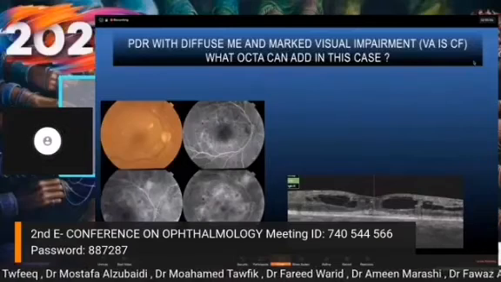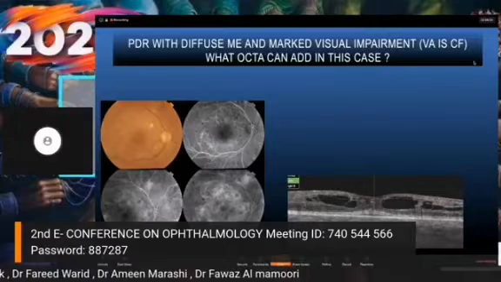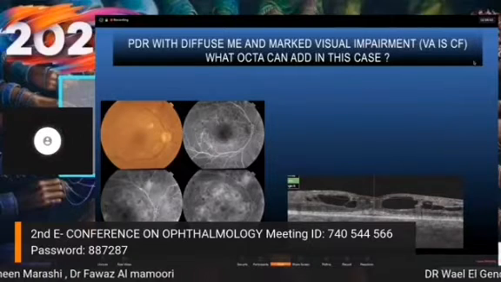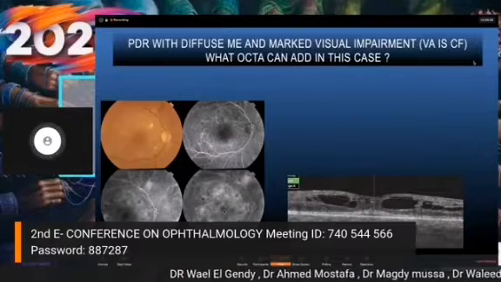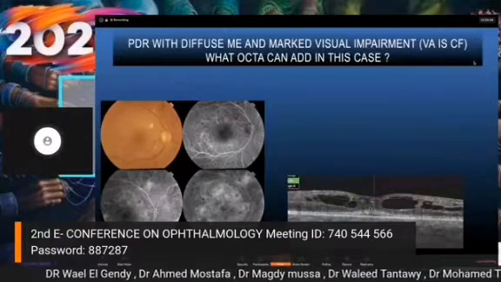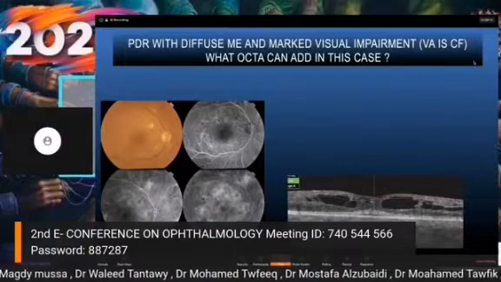In proliferative diabetic retinopathy, fluorescein angiography and OCT are quite good enough. We can see here a proliferative case with multiple NVEs, an NVE and NVA along the arcades, and diffuse macular edema, proved to be cystoid by the OCT. But why is the vision markedly impaired? The vision dropped to 6/60.